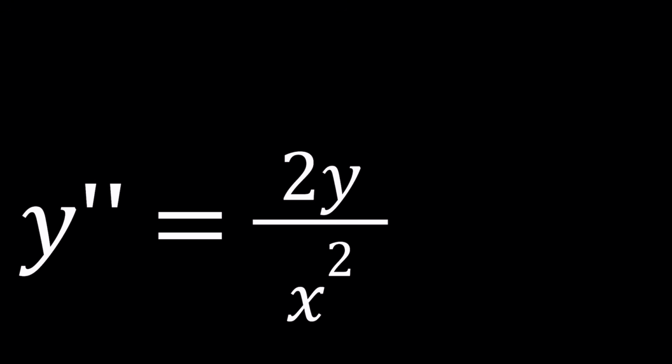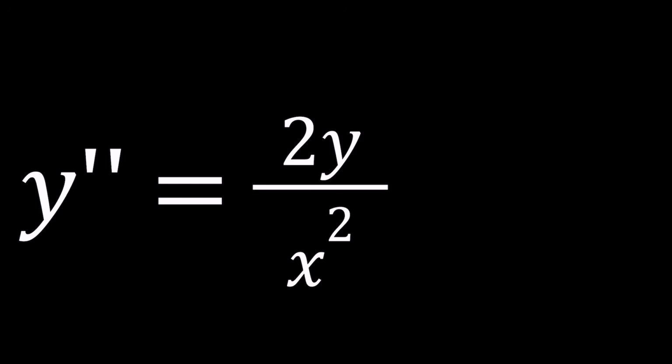Hello everyone. In this video we're going to be solving a very interesting differential equation. y double prime equals 2y over x squared, and we're going to be solving for y values. Now what makes this equation pretty interesting is the fact that we have y double prime on the left hand side and we don't have the first derivative.